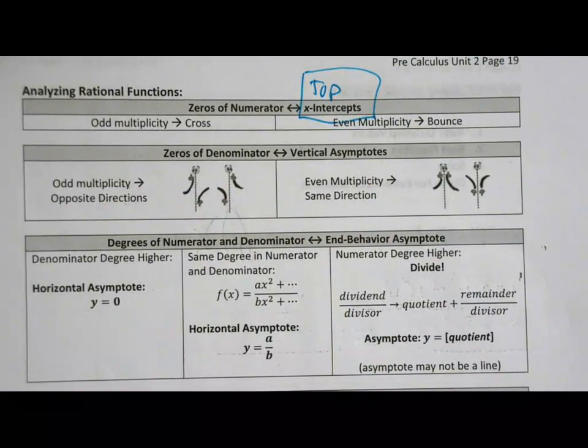And just like with polynomials, if one of those factors is squared, or to the 4th power or 6th power, then you're going to bounce off of the x-axis. But if it's a single factor to the 3rd or to the 5th power, then you're going to cross the x-axis. So that all works just like we're used to.